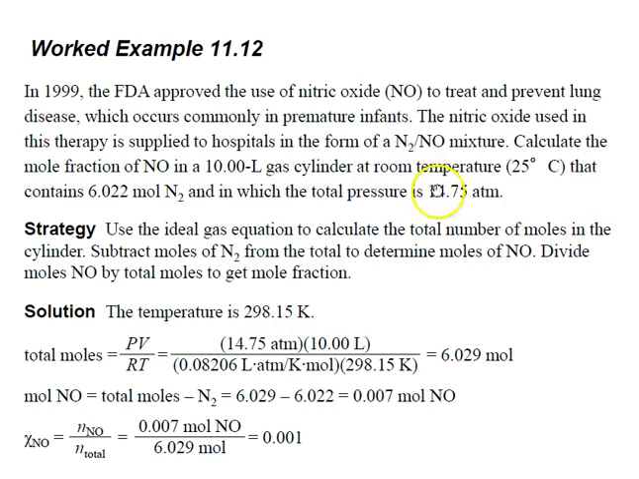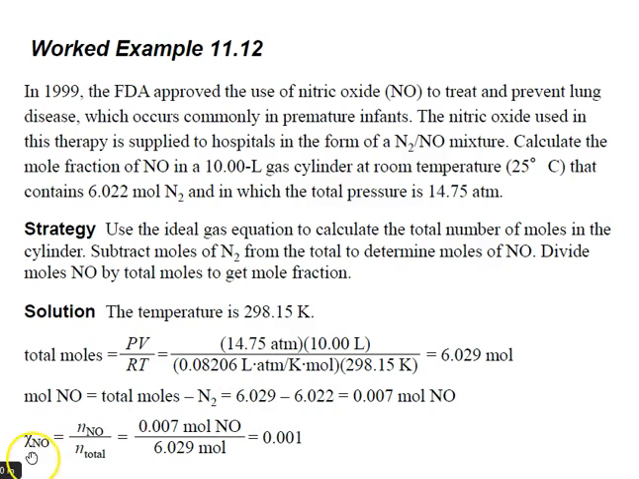moles. We're also told that it contains this amount in moles of nitrogen, so we can subtract 6.022 from 6.029. That comes out to be this 0.007 moles of our nitric oxide.